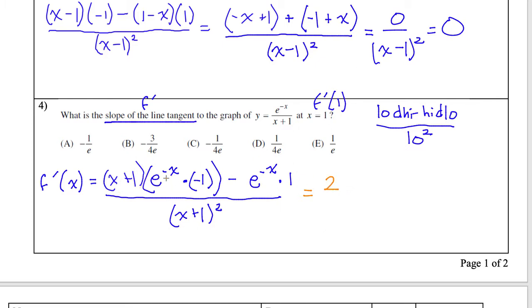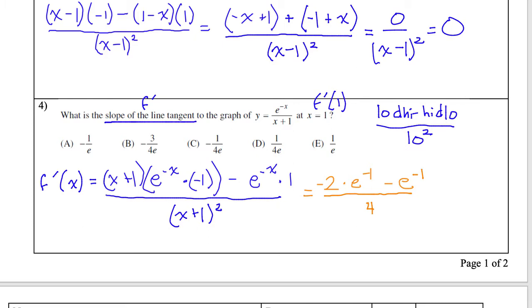If I plug in 1, it's going to be times e to the negative 1. There's e to the negative 1 times negative 1, so I'm going to bring this negative out front right there. Now I'm going to subtract e to the negative 1 here. So e to the negative 1 times 1 is just e to the negative 1. This is still all divided by, okay, x is now turned into a 1. 1 plus 1 is 2. 2 squared is 4. There's my new fraction. And it looks like I'm going to have to factor out an e to the negative 1 right here.